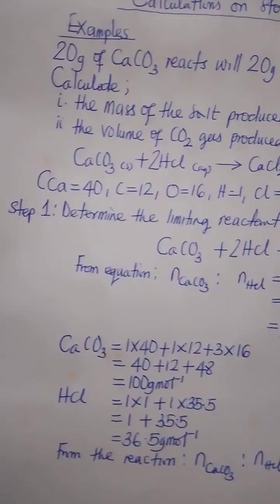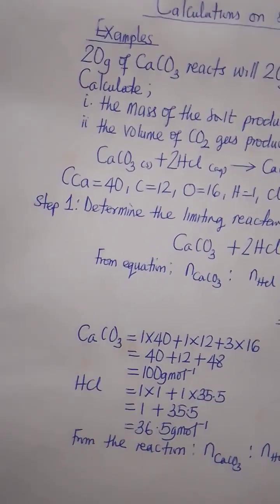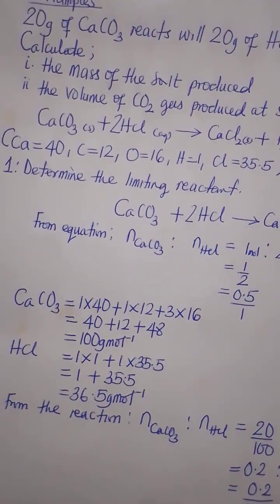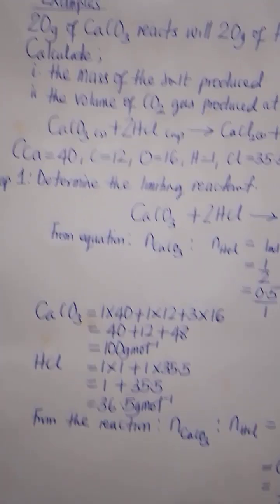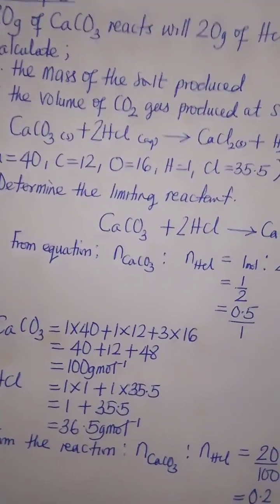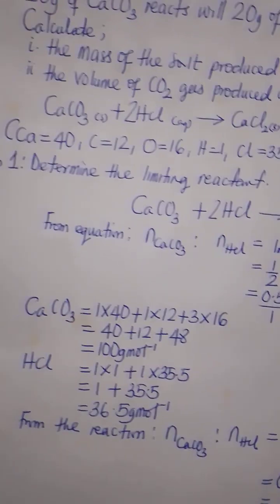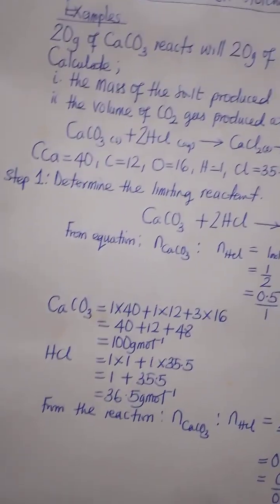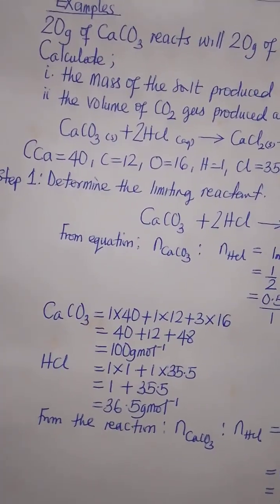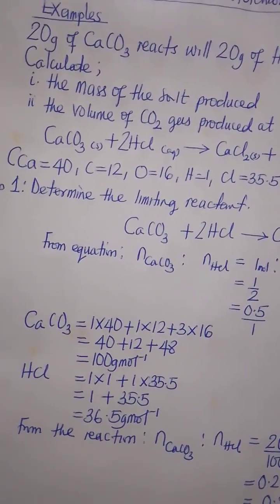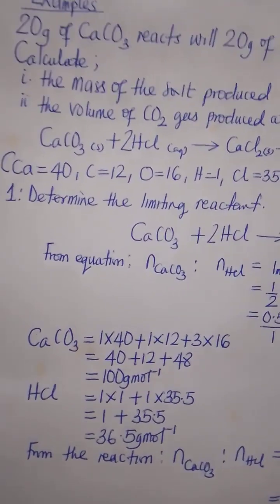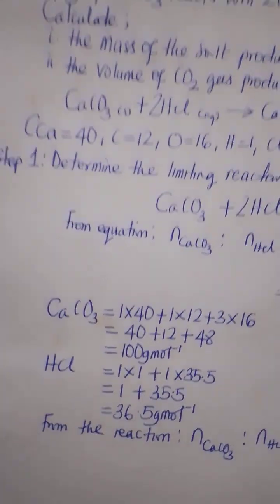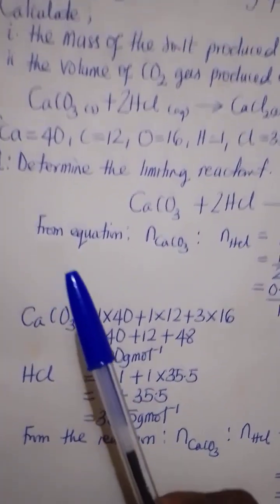You need to understand what a limiting reactant is. A limiting reactant is the one that is used up during a chemical reaction. It determines how far a chemical reaction can go. Once the limiting reactant is used up, the whole reaction comes to an end. The excess reactant is the one that is in excess of the limiting reactant. We do not use the excess reactant for calculations. So we need to look for the limiting reactant.